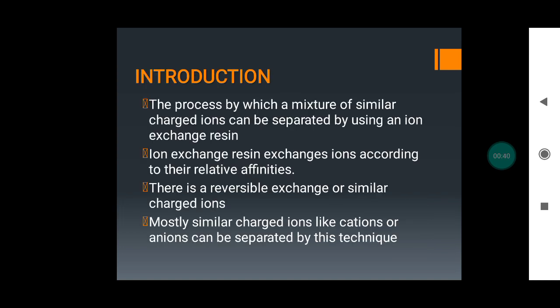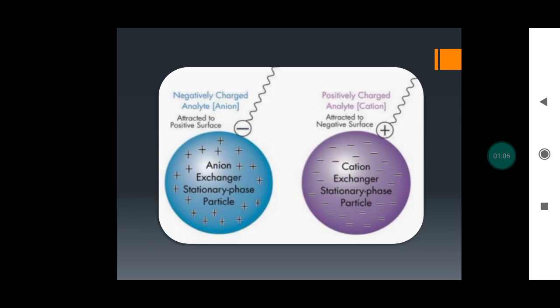The process by which a mixture of similar charge ions can be separated by using an ion exchange resin. Ion exchange resin exchanges ions according to their relative affinities. There is a reverse exchange of similar charged ions. Mostly similar charged ions like cations or anions can be separated by this technique. Here, negatively charged analyte, that is anion, is attracted to positive surface, whereas positively charged analyte, that is cation, is attracted to negative surface.